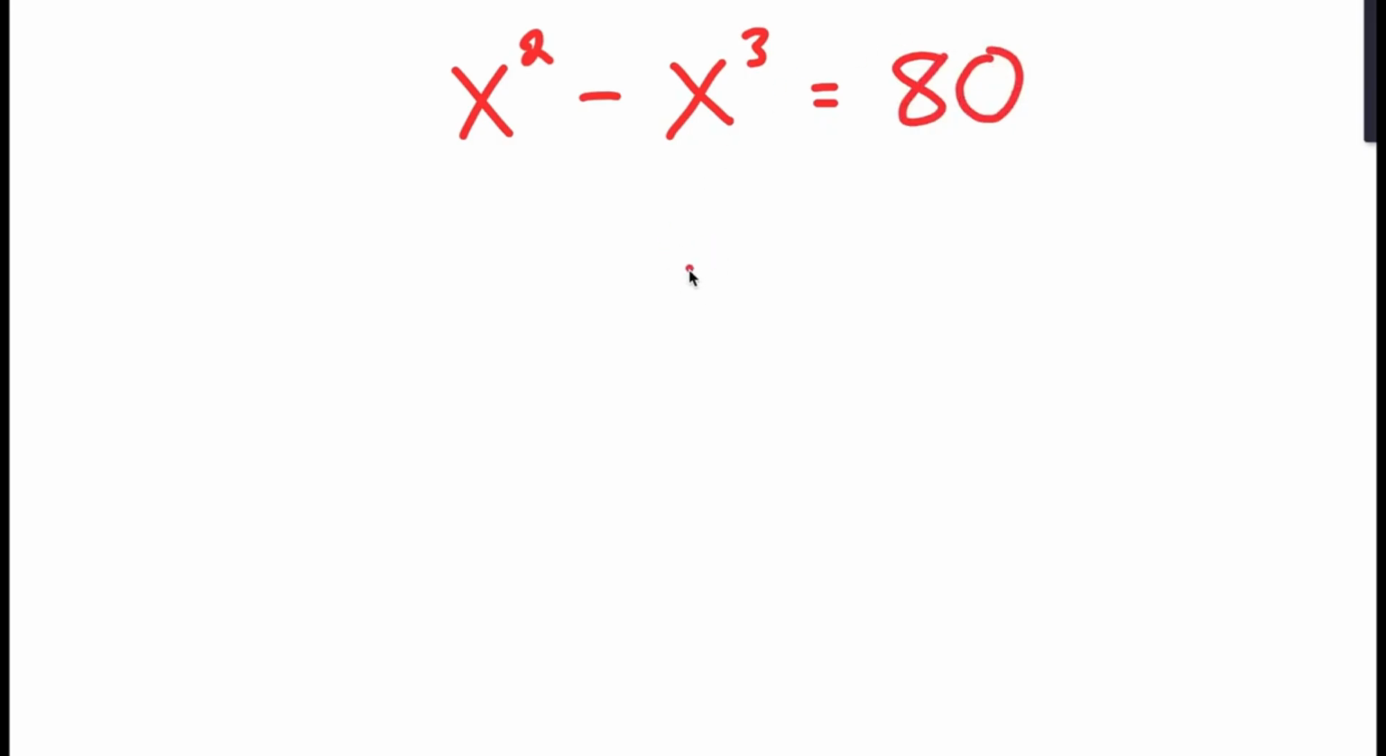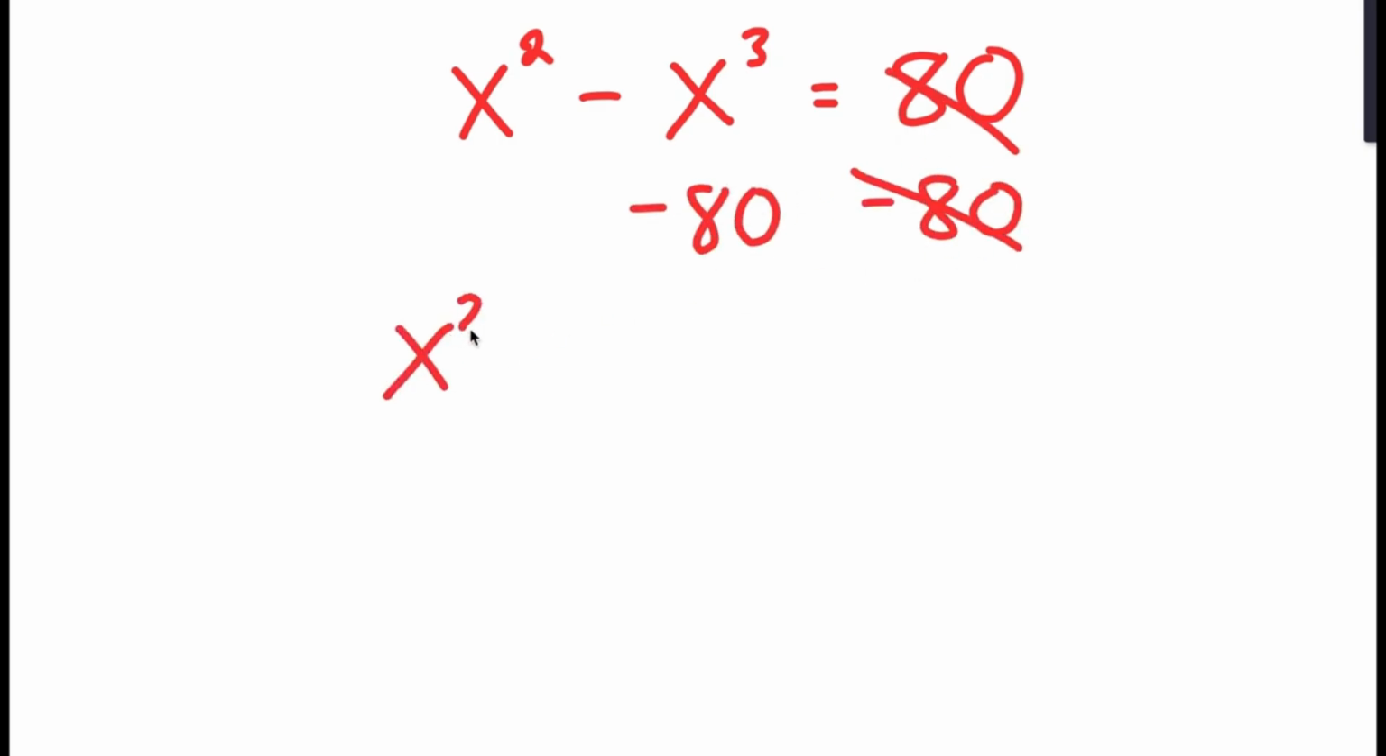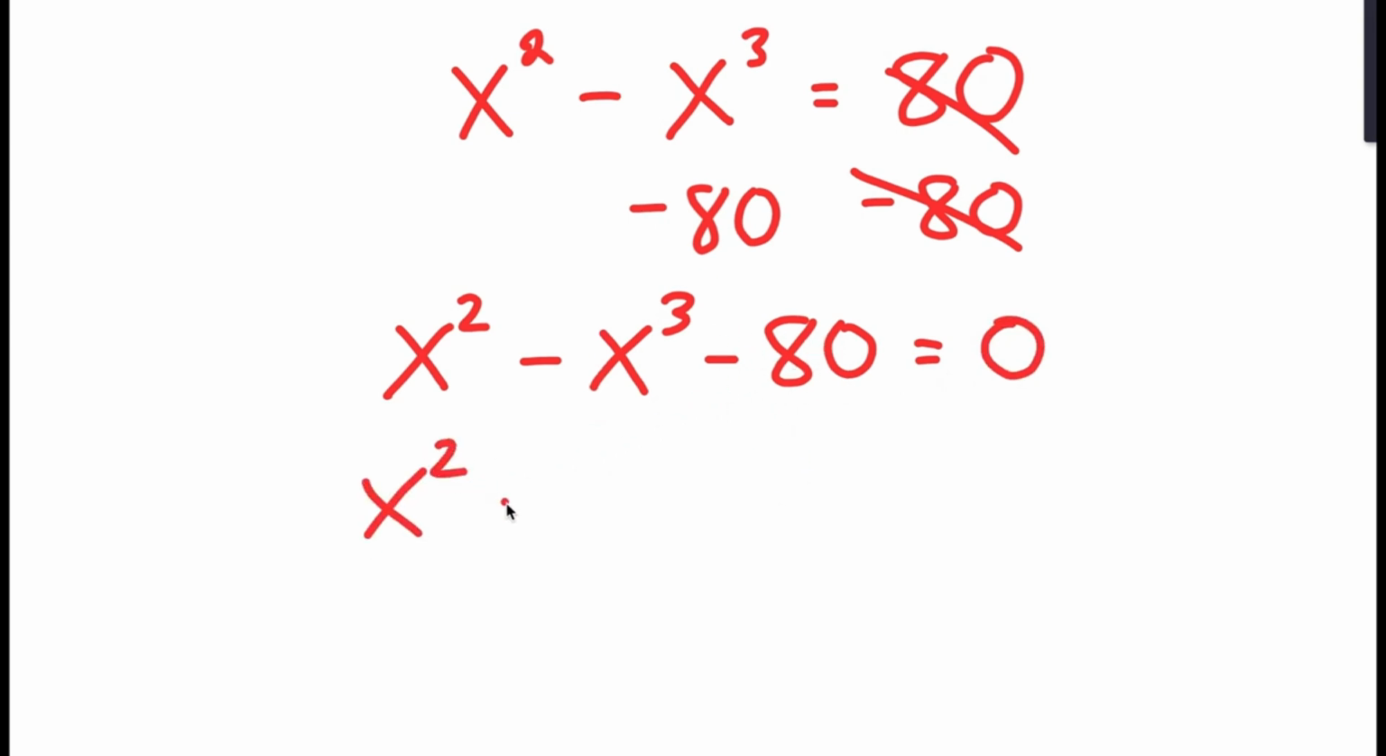Alright, so in this video, I'm going to solve the equation x to the power of 2 minus x to the power of 3 is equal to 80. So, to solve this equation, I'm going to first start by subtracting 80 on both sides. So now I get x to the power of 2 minus x to the power of 3 minus 80 is equal to 0. Now from here, I'm going to replace negative 80 with negative 16 minus 64.